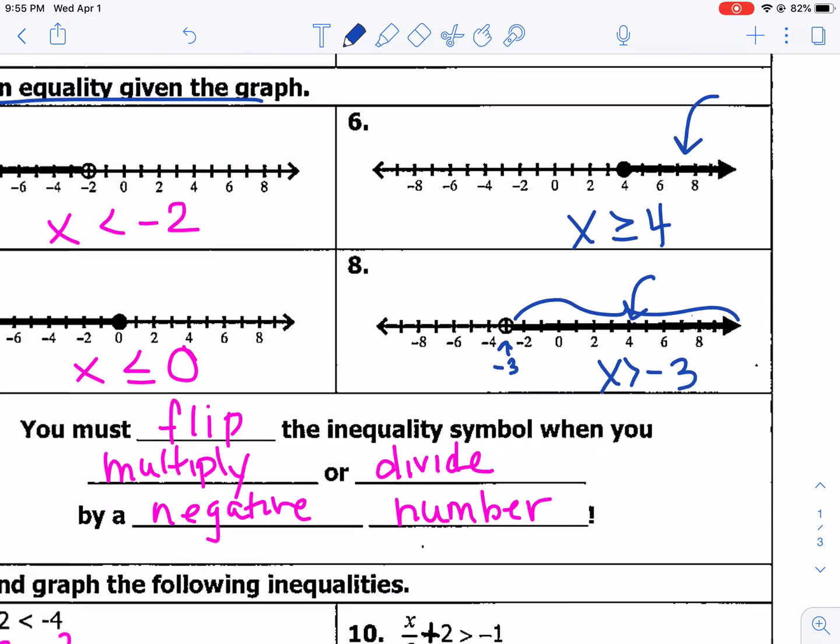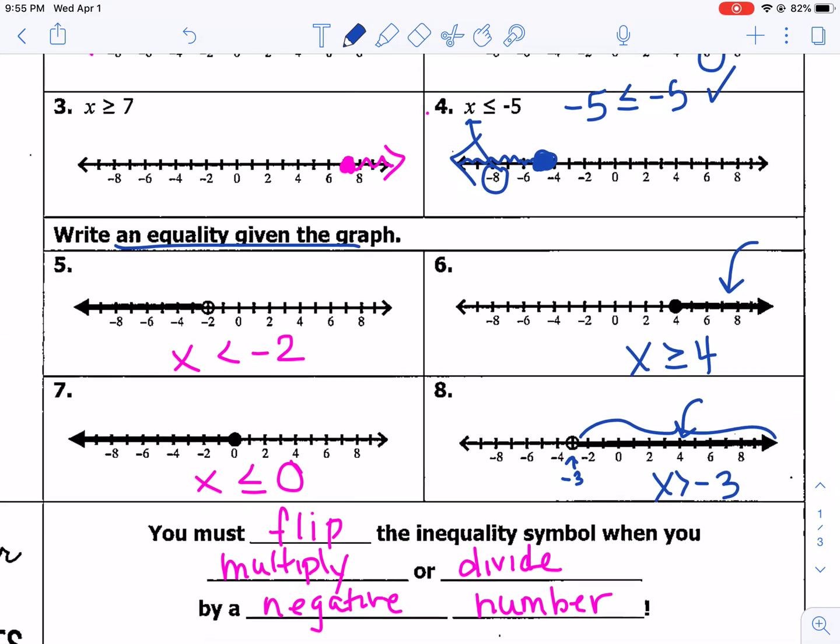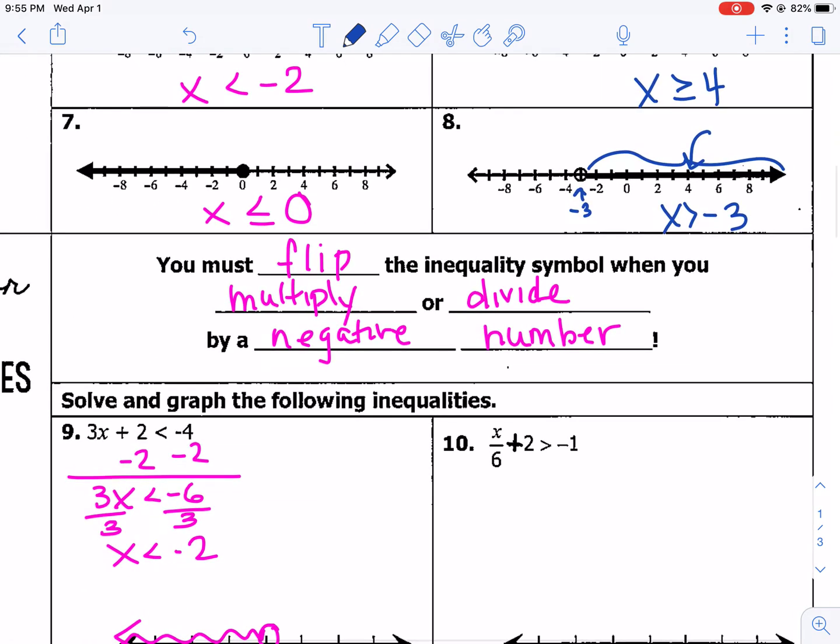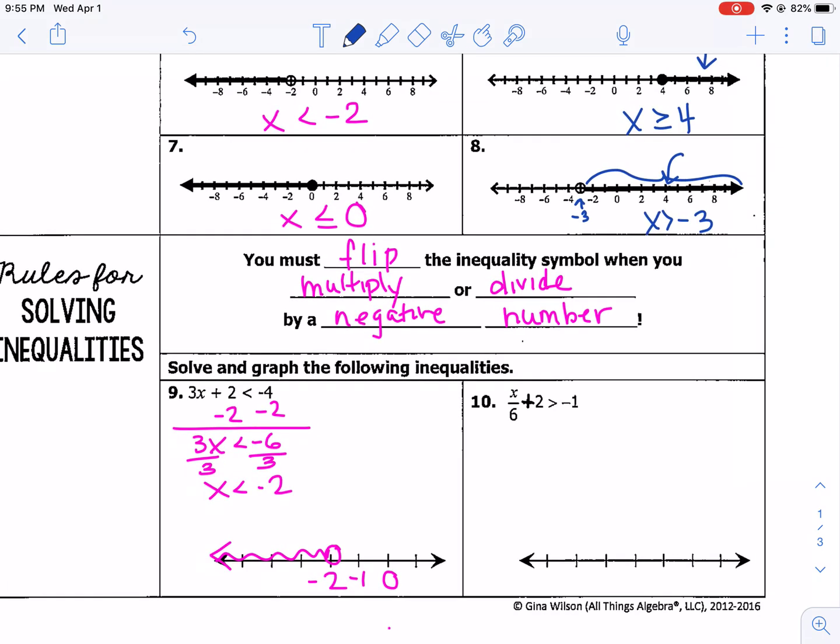All right, so now that we have worked on graphing and writing inequalities with one variable, we're going to talk about solving inequalities. So just a couple rules. You must flip the inequality symbol when you multiply or divide by a negative number. You'll see some of my examples done, and I literally write out "flip inequality" when I see that negative.